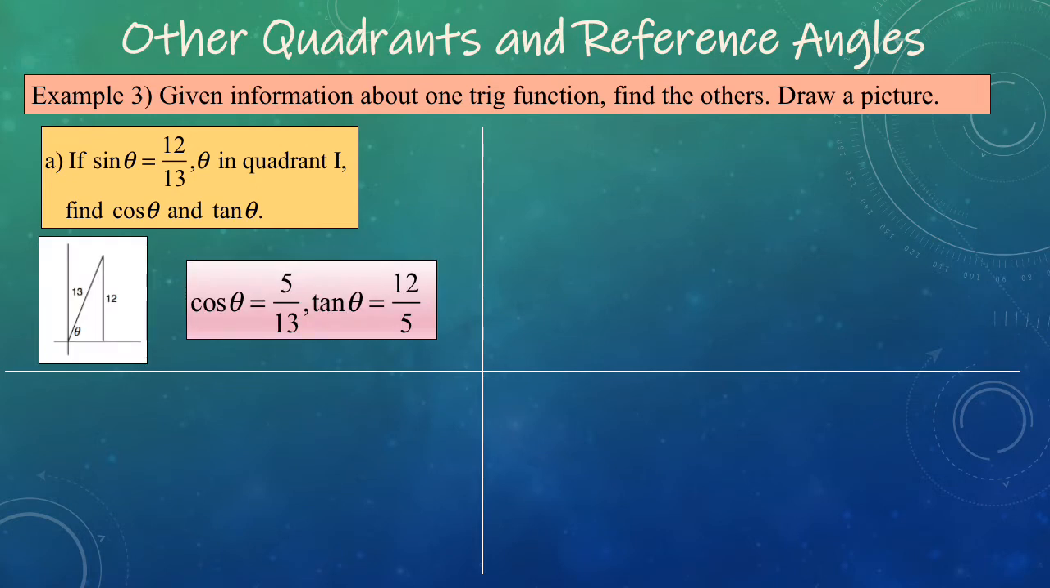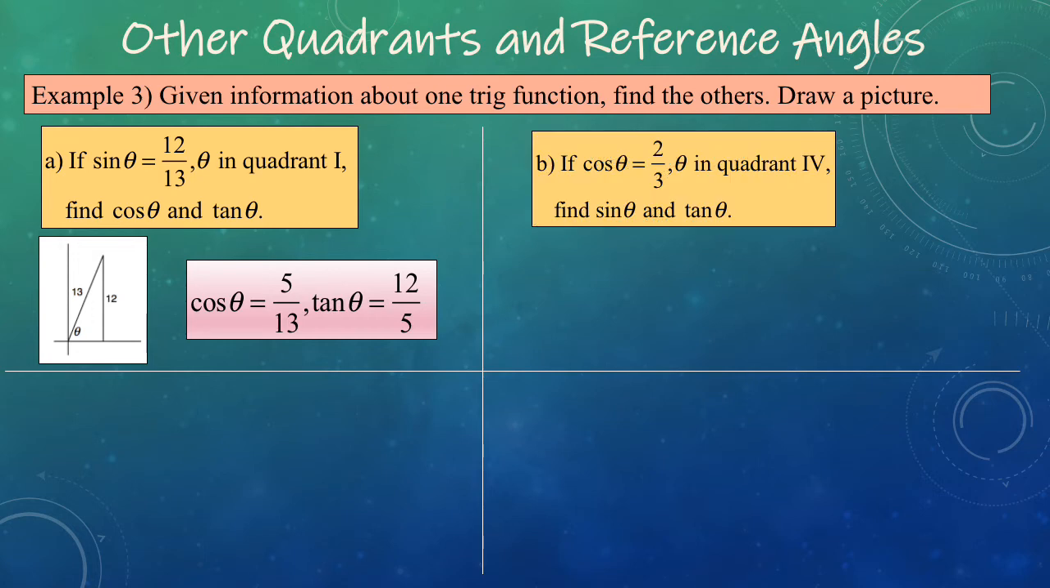We draw the picture somewhat to scale in the first quadrant, with the opposite side to theta as 12 and the hypotenuse equal to 13. We know that will make the remaining side equal to 5, as it is a perfect 5, 12, 13 right triangle. And therefore cosine theta is equal to adjacent over hypotenuse, which is 5 over 13, and tangent theta is equal to opposite over adjacent, which is 12 over 5.